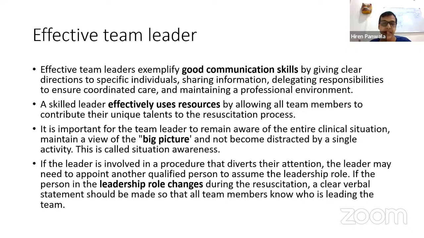Sometimes when you are resuscitating someone, you have that adrenaline rush. You may not know what has already gone in or what needs to be done. So the team leader is someone who has the bigger picture, who is looking at everything, and the whole scenario is under control with the team leader. If the team leader has to move, there should be a clear message to the whole team that there's a change in the team leader.